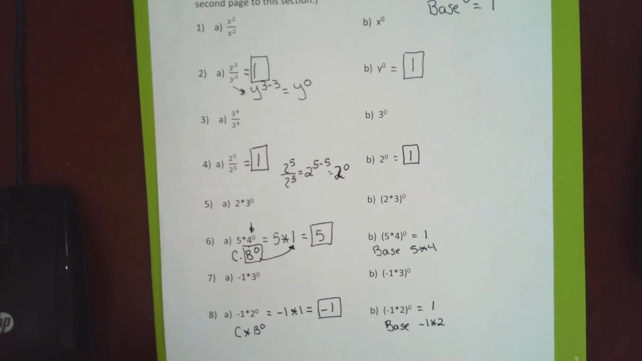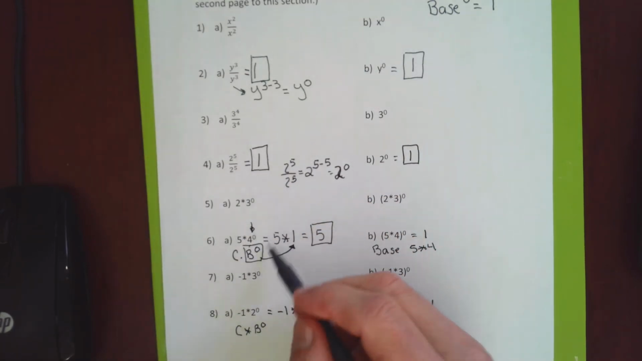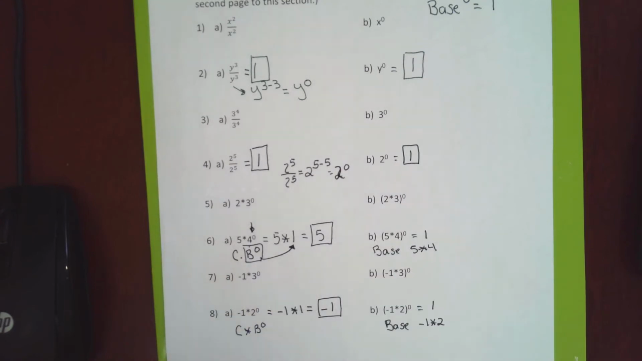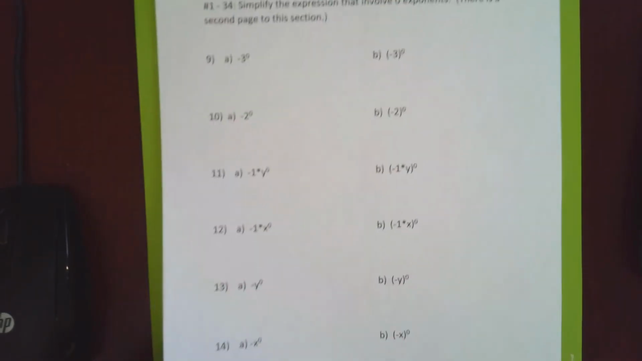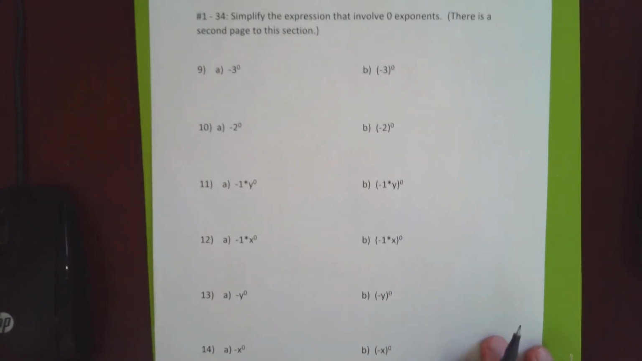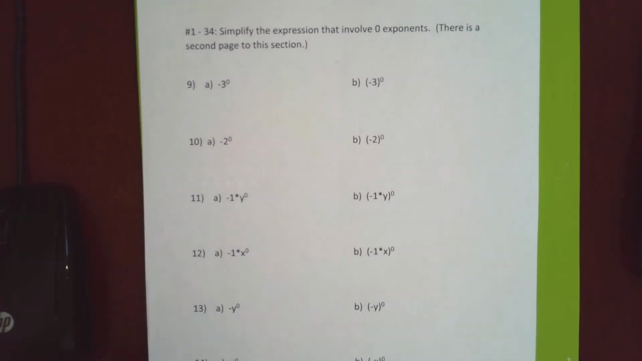I have to be super careful when problems have 0 exponents and there's more than just a base to the 0 power. If there's more than a base to the 0 power, then we're not always going to have 1 for an answer. So we'll keep mushing along here. This is just the continuation of this.